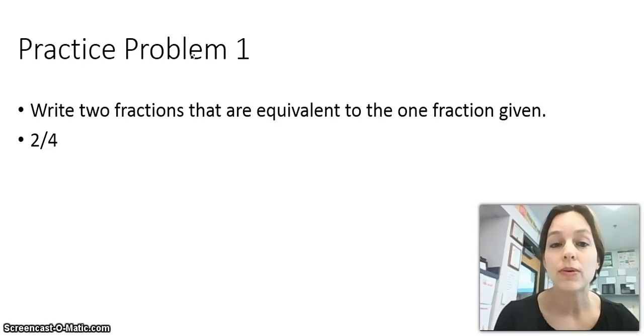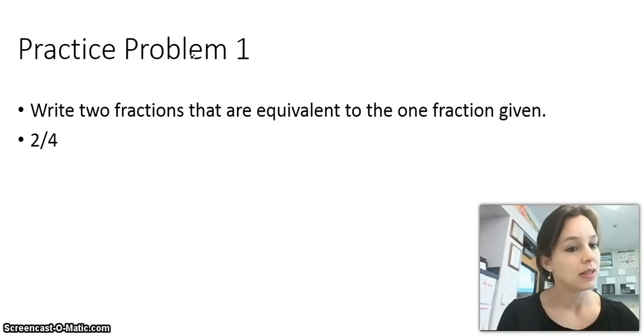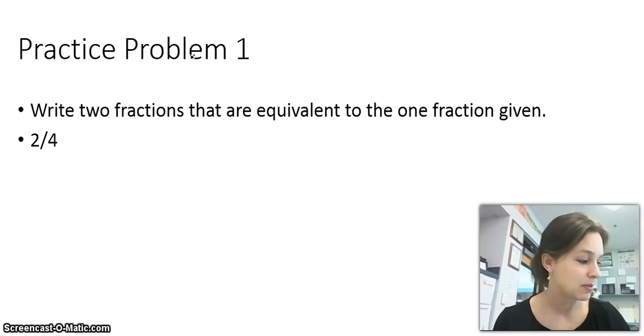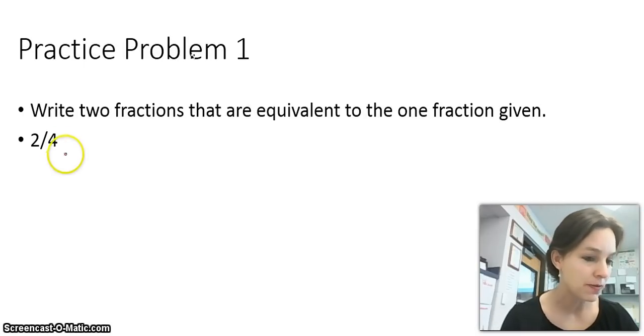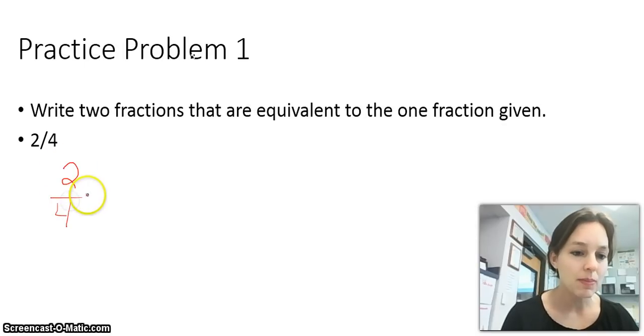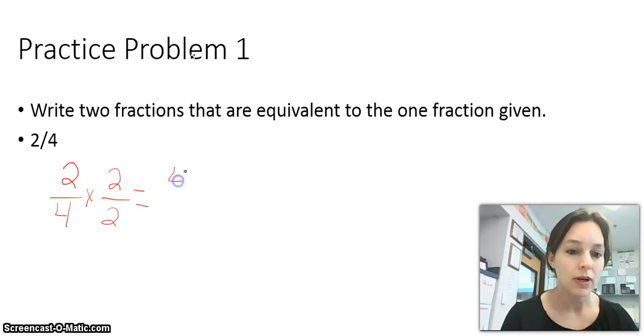When you have 2, turn this on and see if you did the same thing that I did. Now your answer might not be the same as mine, but I'm going to take the problem, the fraction 2/4, and I'm going to multiply it by 2/2, 2 halves, okay? And then I would get 4/8. 4/8 is an equivalent fraction to 2/4.